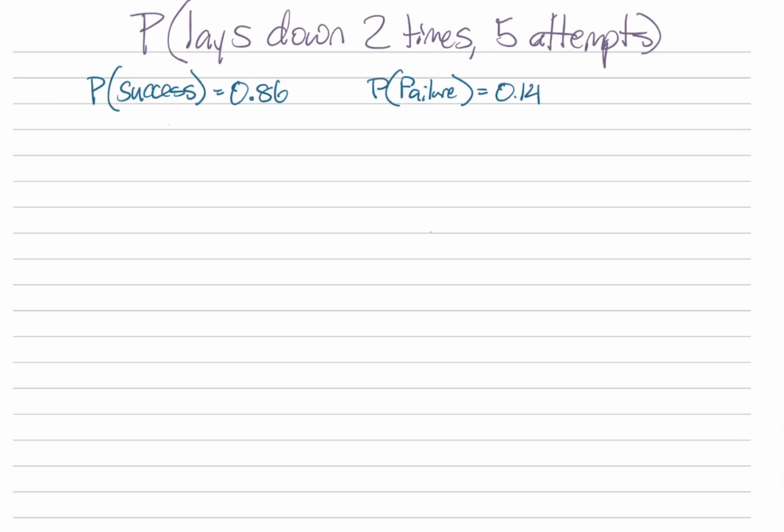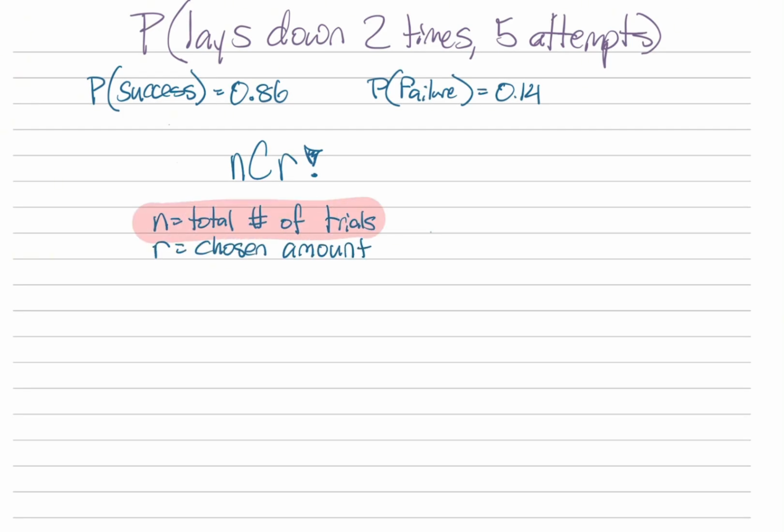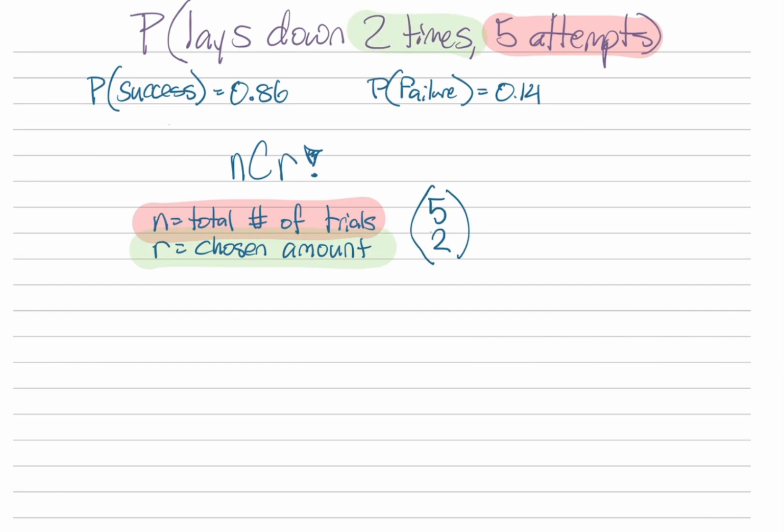Let's try another problem. This time, we're going to use something called NCR because sometimes it's just too difficult to figure out all the different possible ways something can happen. The N stands for the total number of trials, while the R stands for the chosen amount. So in this case, our NCR would be 5 choose 2.